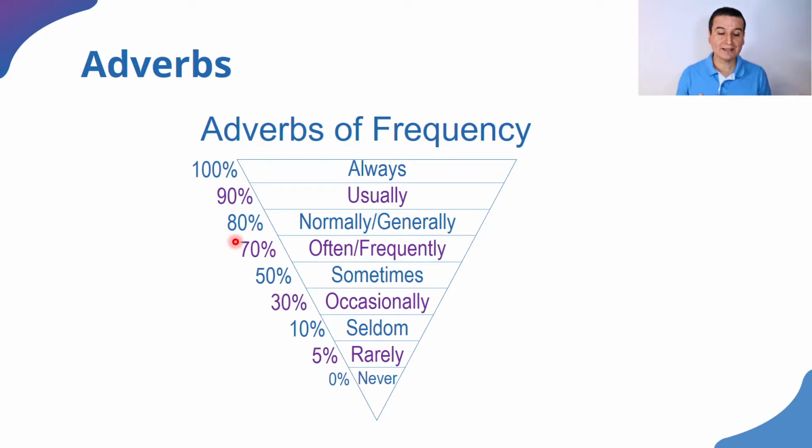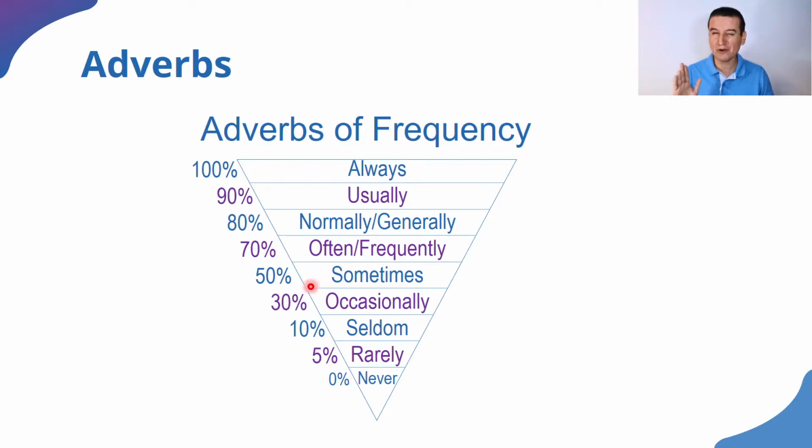At 80%, a little less than that, that would be normally or generally. I normally do things, generally, like 80% of the times, 8 out of 10. The next one is often or frequently. Often or frequently is about 70% of the times, 7 out of 10. Half of that would be sometimes. Sometimes you do some things, sometimes you don't. We use the adverb sometimes for those actions that happen about half of the time.